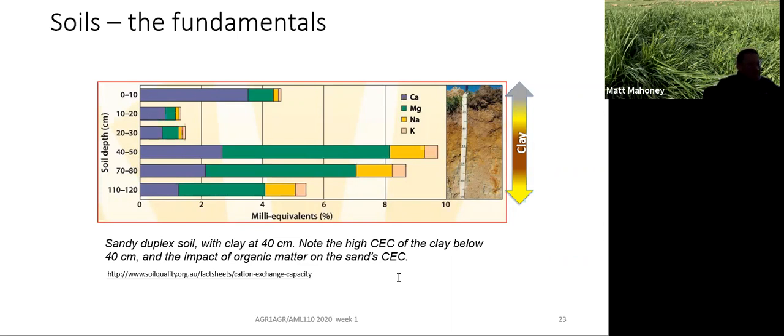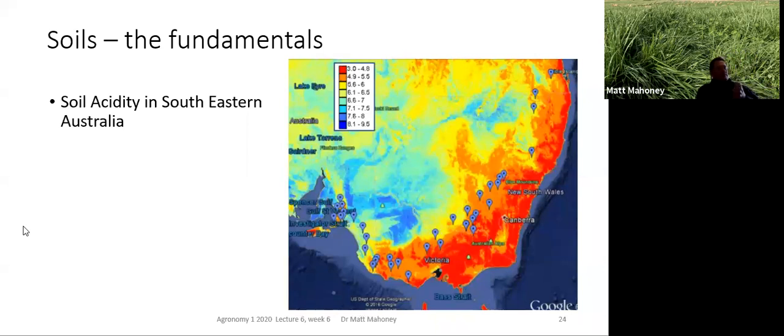So just by looking at the cation exchange capacity, we can tell the quality of the soil that we might be dealing with, and it can give us an idea of the nutrient holding ability of that soil as well. So just a little bit more on soil acidity in southeastern Australia. It is something that you will come across, and it's very, very common here in southeastern Australia. And so you can see the orange and red right up the eastern seaboard there, reasonably acidic soils.